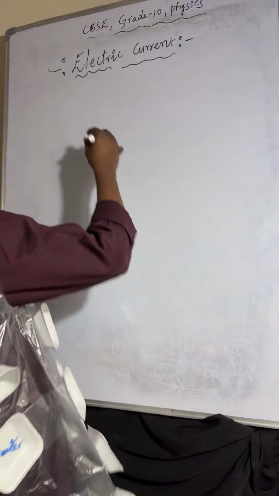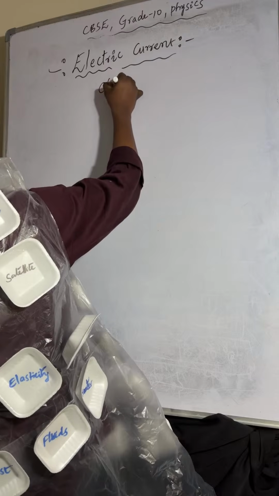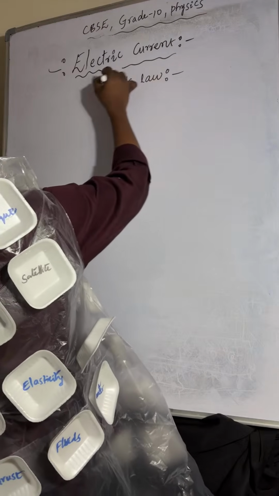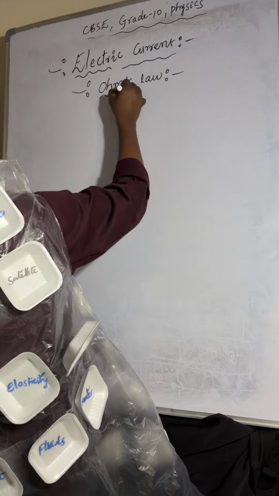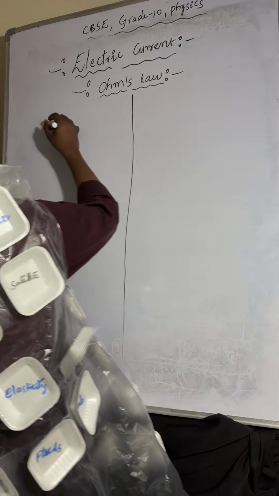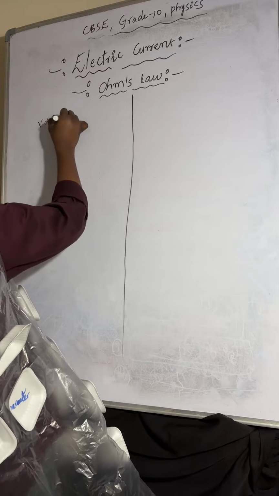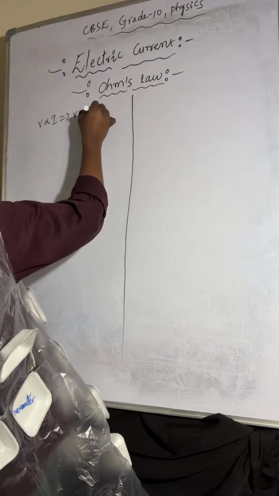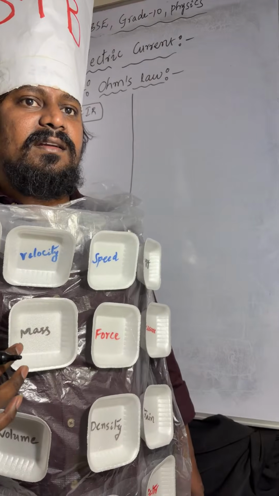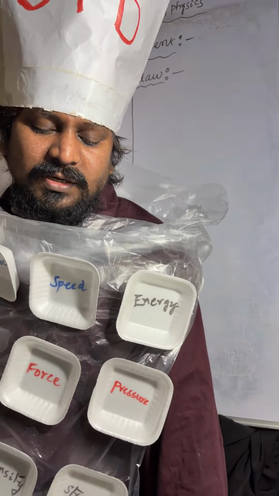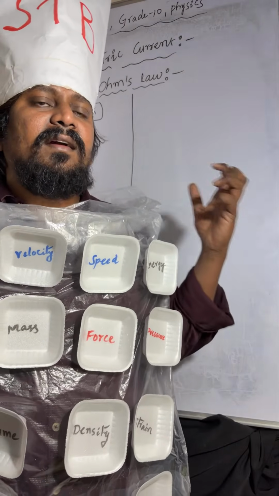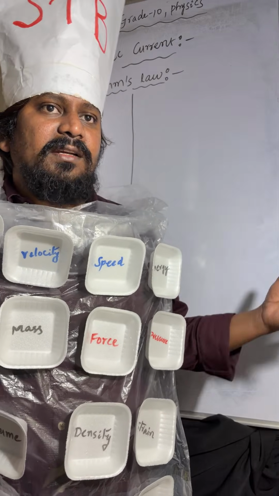So coming to Ohm's law. The potential difference across the ends of the given metallic conductor is directly proportional to the current flowing through it.